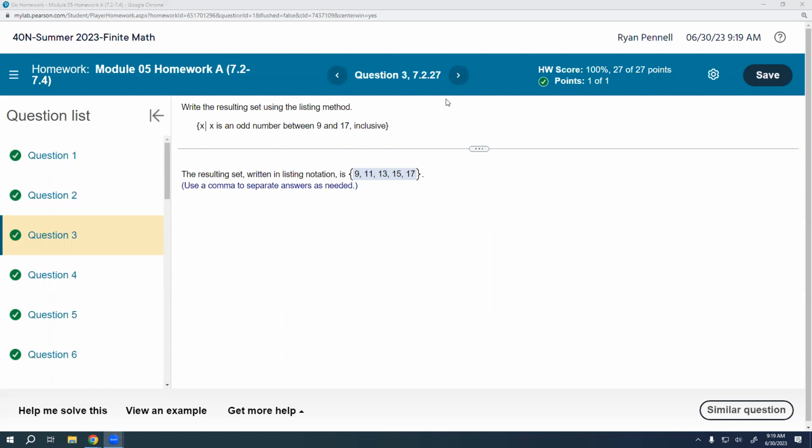Okay. Let's take a look at this one and see what happens. Write the resulting set using the listing method. And then here we have set builder notation: X such that X is an odd number between 9 and 17 inclusive. Now, in your elementary algebra class, you probably learned that you could rewrite this. You don't have to, but you could rewrite this where X is odd. Okay, that's what we're looking for.